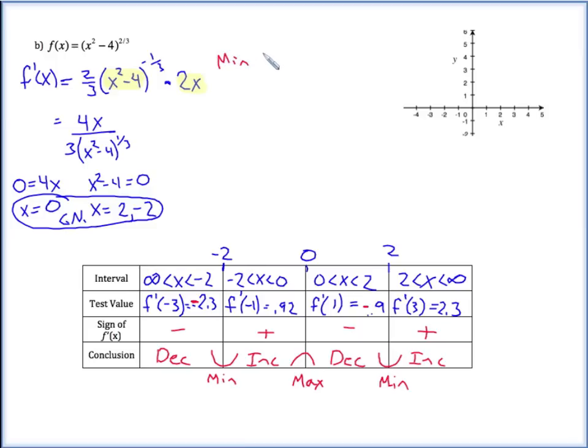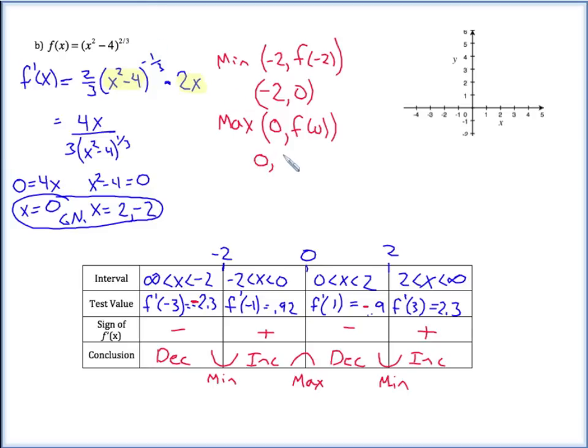So we're going to have a minimum at negative 2, f of negative 2. Negative 2 squared is 4, minus 4 is 0. So this is really at negative 2, 0. We know we're going to have our maximum at 0, f of 0. Okay, so if we plug 0 in here, we get negative 4 to the 2/3, and that comes out to be 2.5.